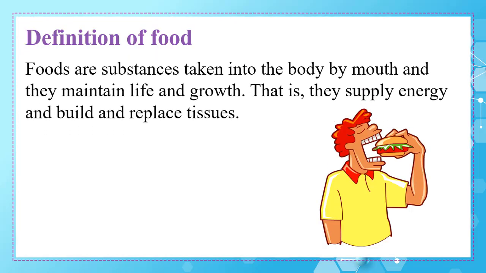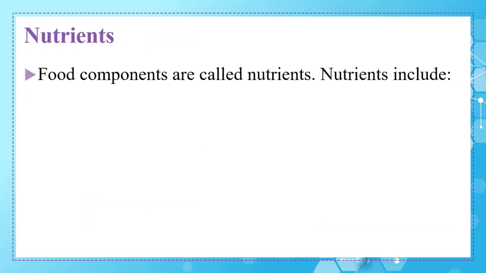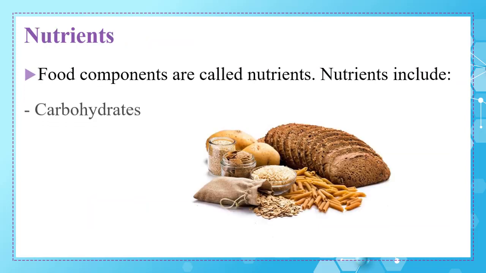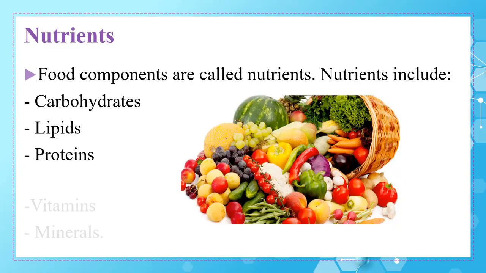So what is food? Foods are substances taken into the body by mouth. They maintain life and growth. So they supply energy, build and replace tissues. The components that give food this importance and these functions are called nutrients. So nutrients include carbohydrates, and you can see figures showing examples of these nutrients. We have lipids, proteins, minerals and vitamins.